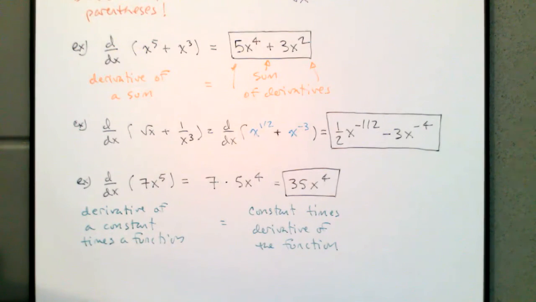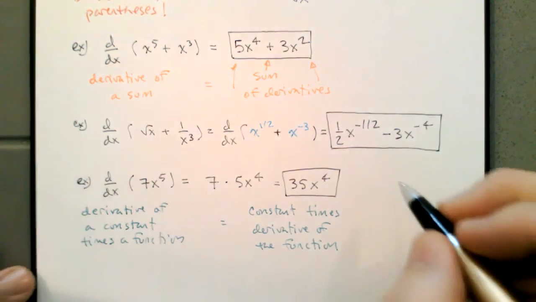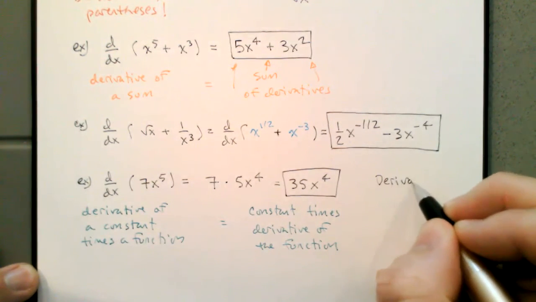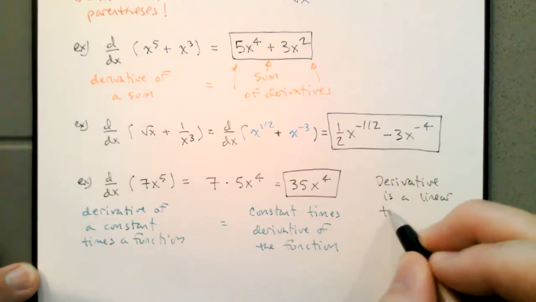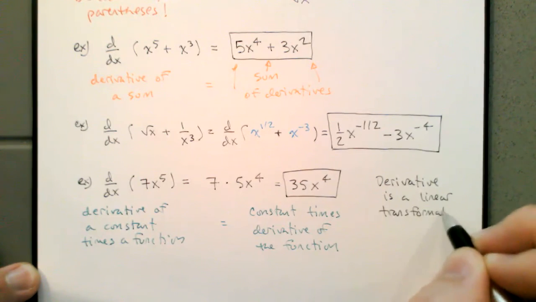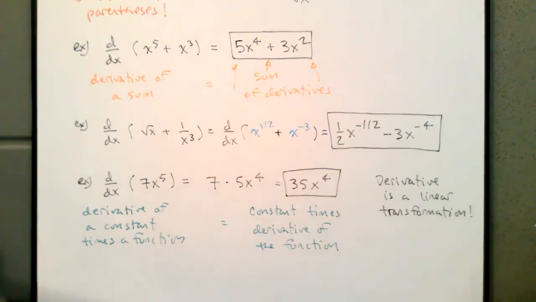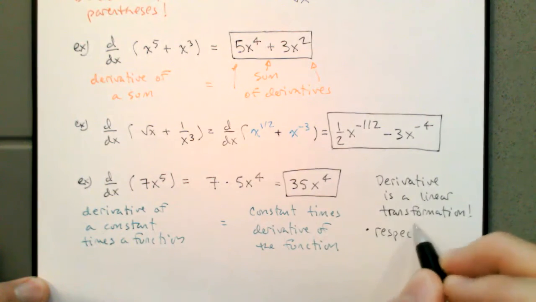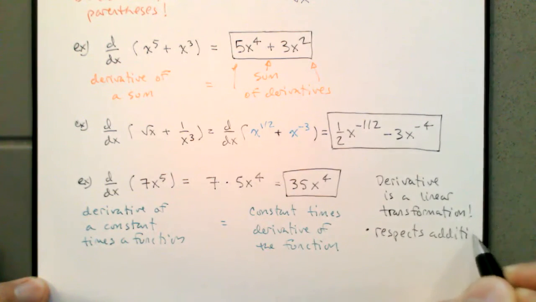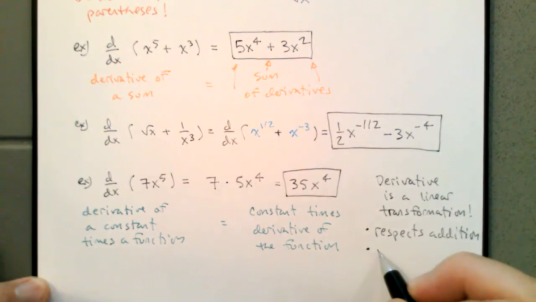So the derivative respects addition and scalar multiplication, multiplication by constants. The derivative is a linear operator. The derivative is what we can call a linear transformation. It respects addition and scalar multiplication.